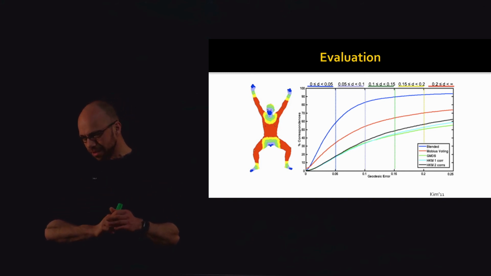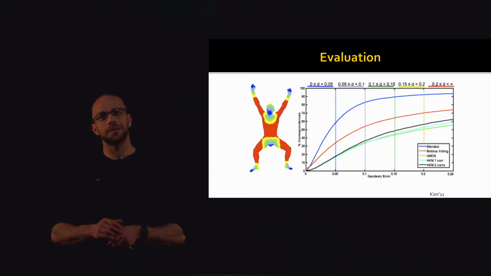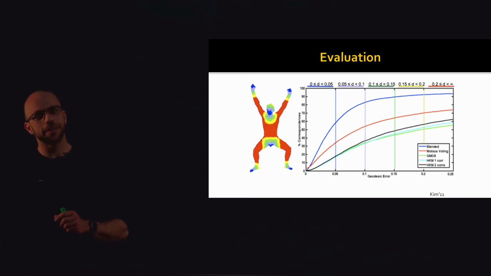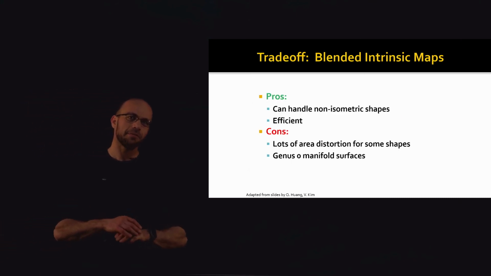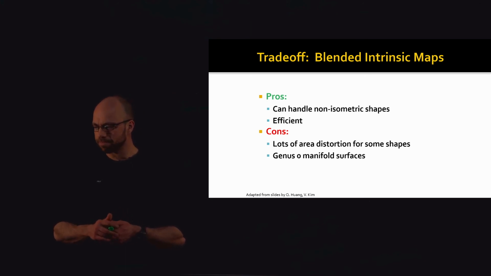You'll see that these maps are not terribly accurate. I mean, there's a lot of follow-up work that really improved this idea, but the basic idea of blending maps was sort of the first one that really aimed to make bijective smooth mappings from one surface to another, and it really was quite successful. So it could handle non-isometric shapes, it's fairly efficient, but there could be a lot of area distortion, and this algorithm still only dealt with manifold genus 0 surfaces because it relied on that conformal mapping machinery.